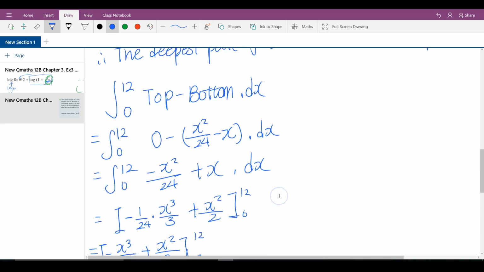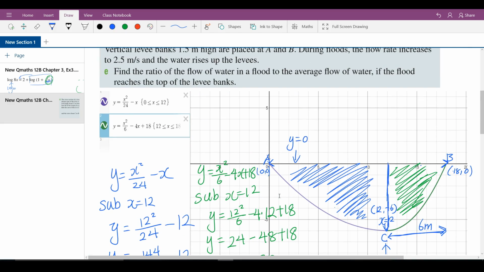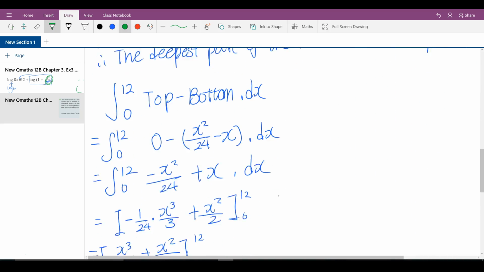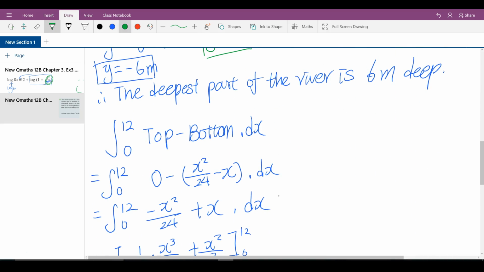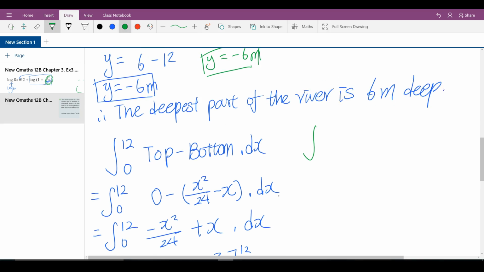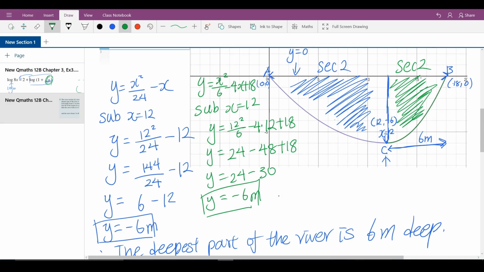Alright, so we can go back to the top. So this is section 1. Alright, let's do section 2 now. So section 2 is the same thing, we integrate. From where to where? It's from 12, right? From 12 to 18.